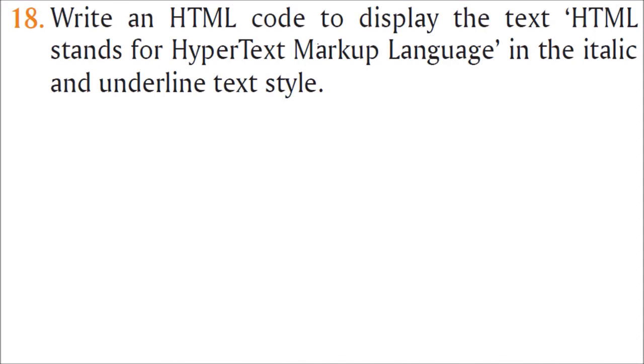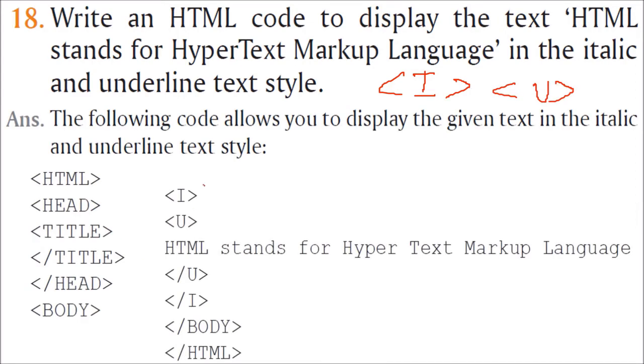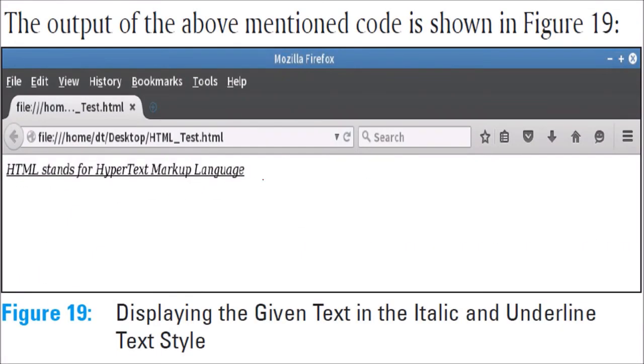HTML code to display the text HTML, which stands for hypertext markup language, in italic and underline. So for italic you will use I, this is a container tag, you have to end it, and then for underline you have to use U. So this will be I, then inside that you go to U, that is underline, and then you can write this text. So what will be there? Italic and underline also.